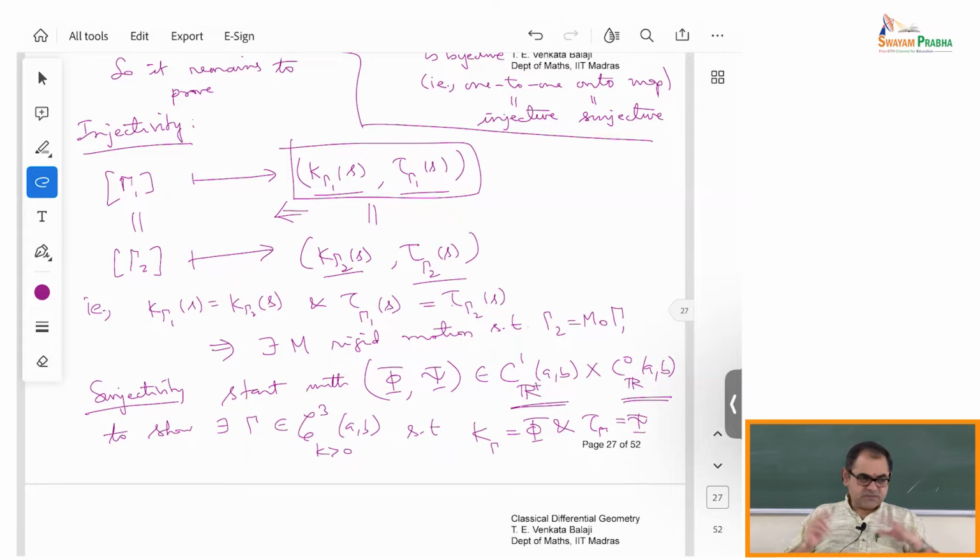Once you do that, you have mathematically accurately proved this qualitative statement that space curves are controlled by their curvature and torsion. A curve is completely determined by its curvature and its torsion. So this is what we have to prove. All right, so I think I will stop here.